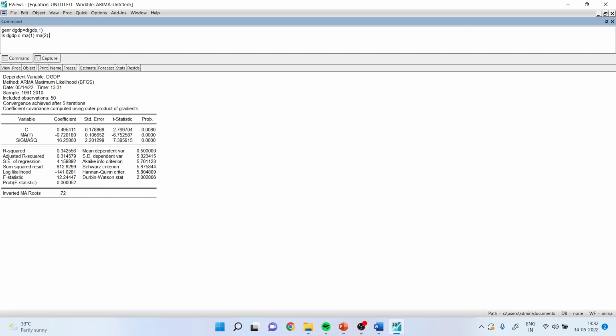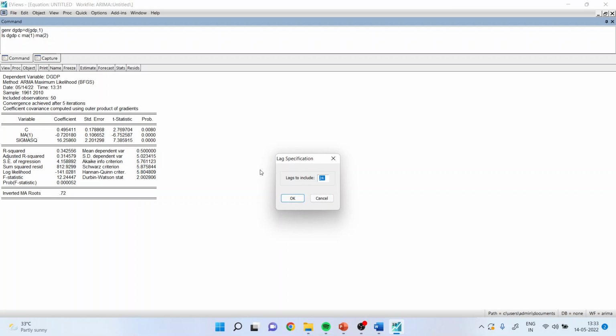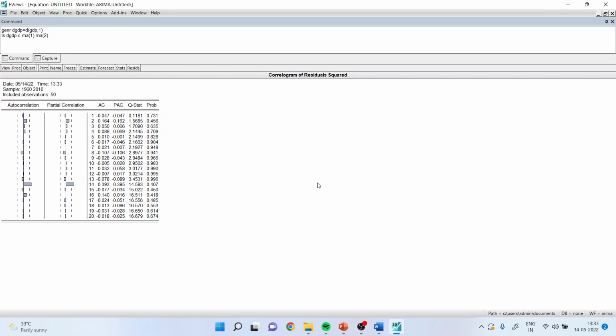Next, we have to carry out the Ljung-Box Q statistics. The Ljung-Box Q statistic is conducted to check the presence of autocorrelation in residuals. I'll go here, lags to include, let me keep it 20. Okay. And again, you will have to see the spikes. We can see here that the p-values of all the lags are more than 0.05. So we can say that no lags are significant and there is an absence of autocorrelation.